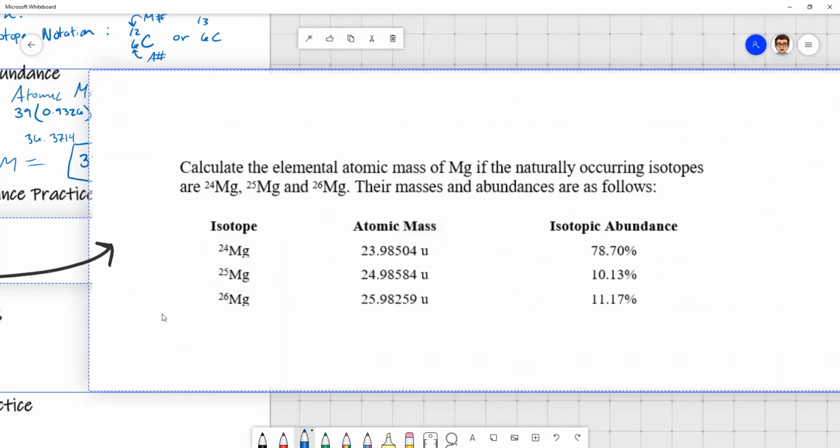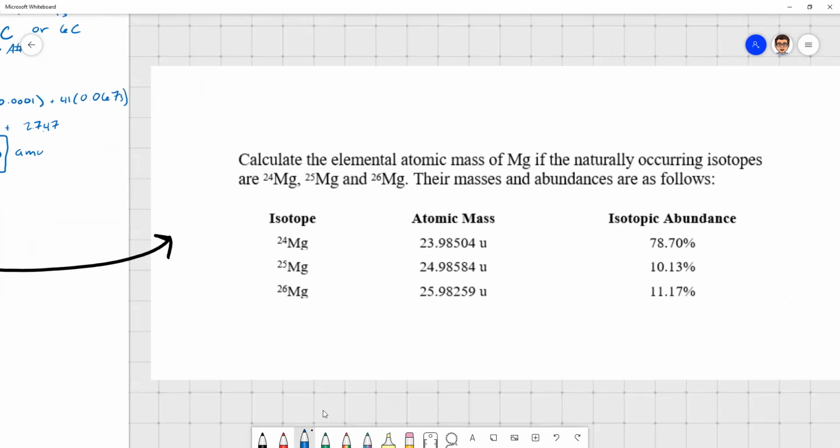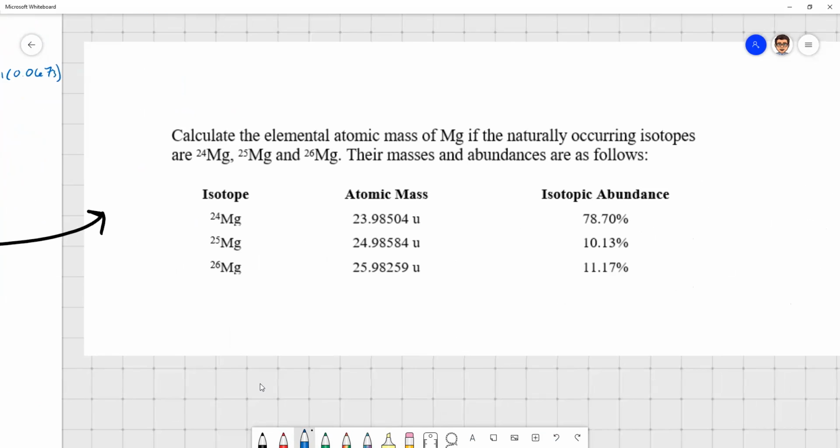Anyway, let's do this practice problem. Calculate the elemental atomic mass of magnesium if the naturally occurring isotopes are magnesium 24, 25, and 26. So here they've given us those three, magnesium 24, 25, and 26.